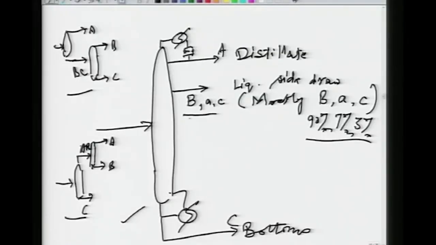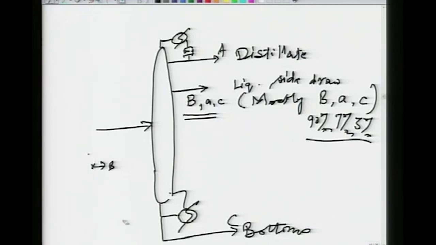In this case, I get away with one column and I get a stream which is mostly B, not pure B or nearly pure B, but mostly B, and this can be, for example, recycled. So, this is a cheaper process that does the job, consumes less steam. So, an example where a liquid side draw column is used.